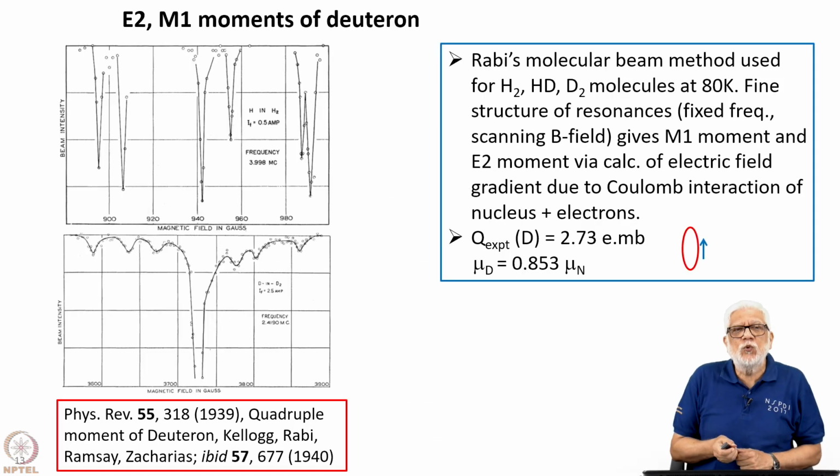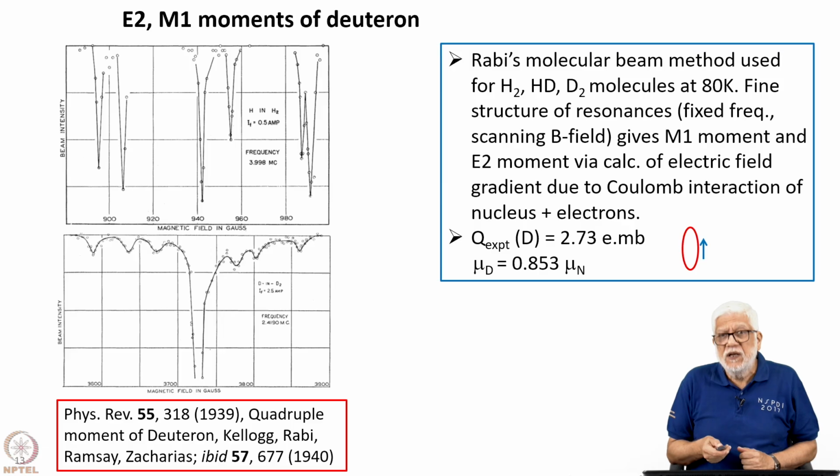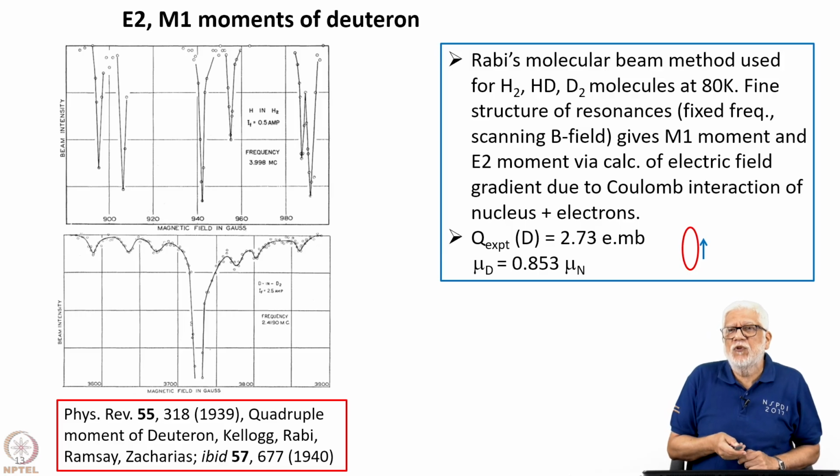Okay, so now we come to E2 and M1 moments of the deuteron measured by the so-called molecular beam method. So you have these molecules coming out and making a molecular beam. They come out from something at a low temperature, 80 Kelvin, and then you can look at the fine structure of these molecules. You can resonantly excite transitions in these magnetic substrates, and there are two ways of doing this to get the energies corresponding to those resonances.